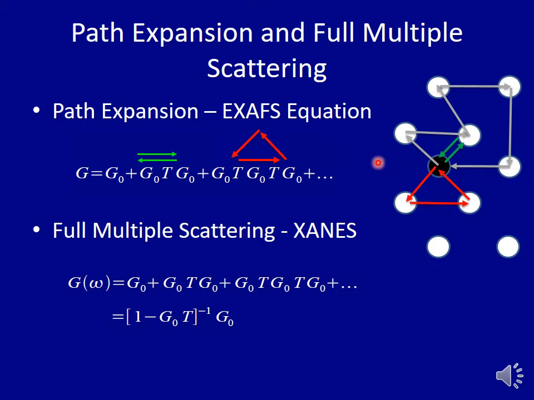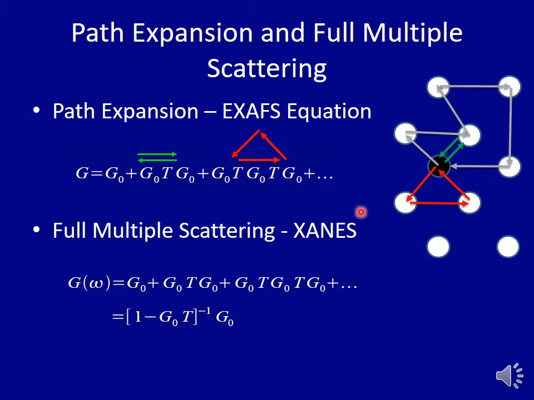So that's what we call the path expansion, and that's pretty much the way that FEFF calculates the Green's function, but it does more than that. It actually casts this equation in terms of the parameters that go into the XAFS equation and calculates a bunch of those parameters, like the scattering amplitude and phase shifts, so that you can use those in the XAFS equation and fit the parameters that you're interested in, like bond lengths and coordination numbers and things like that.